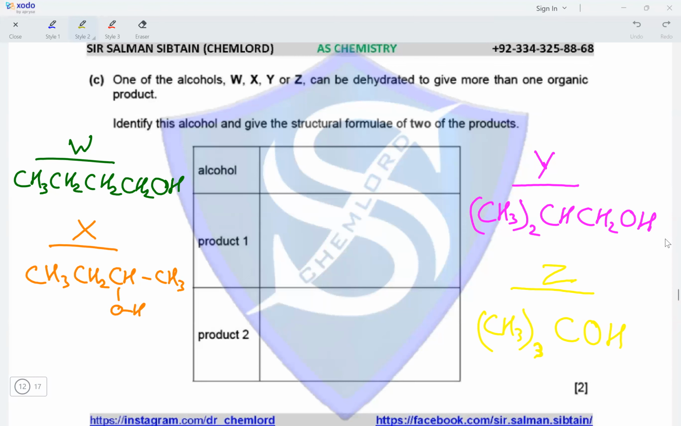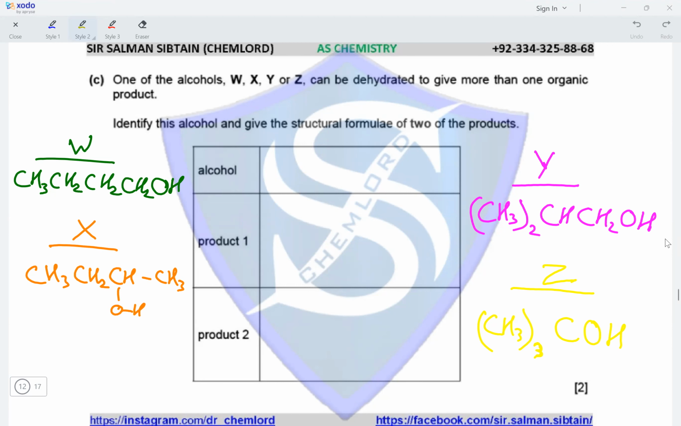One of the alcohols W, X, Y, or Z drawn here can be dehydrated to give more than one organic product. Identify this alcohol and give the structural formula of the two products. So this cannot be a primary alcohol, because when a primary alcohol is dehydrated, it would give only one product, because the double bond would be present between the first and the second carbon atom. So this eliminates W and Y as the alcohol that would give two products.